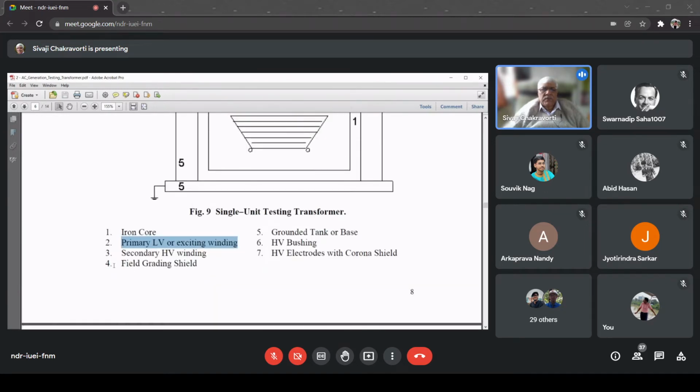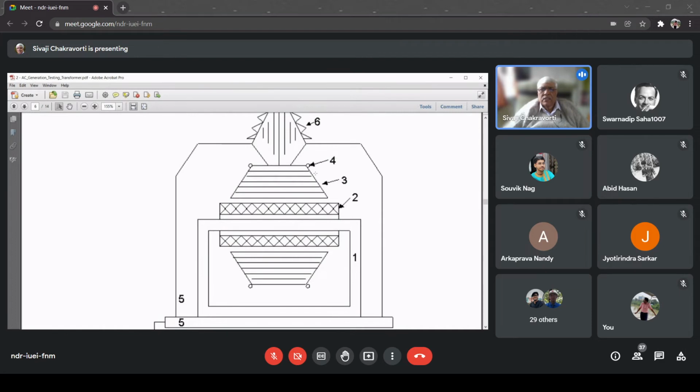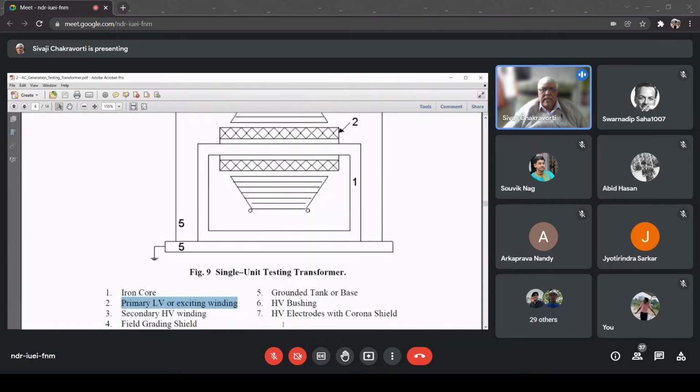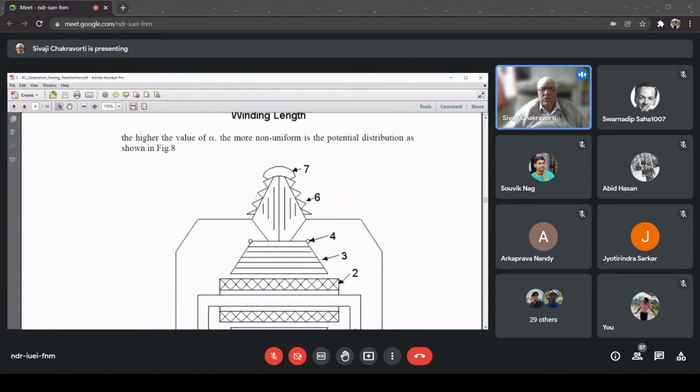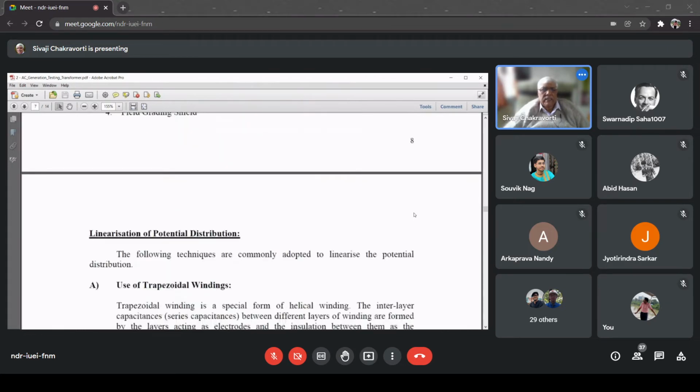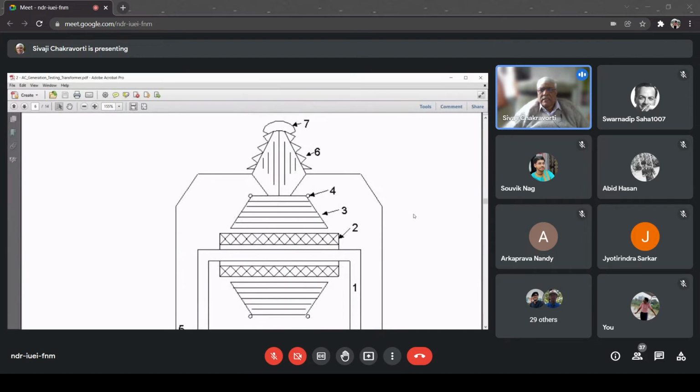Then 4 is the field grading shield, that I will explain later on, not now. 5 is the tank, this one. Now 7 is the final terminal, but then the most important thing is 6, that is the bushing. Now here I have to ask you something: do you know what is a bushing? That means, in other words, I am asking a question. What is the difference between an insulator and a bushing? Anybody can tell me? What is the difference between an insulator and a bushing? Any idea?